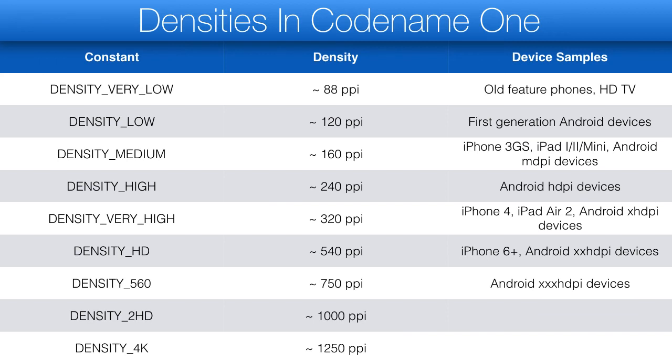Other than that, notice that we have many densities ranging from low to 4K. Some of them don't have devices targeting them yet and might not be required. Also notice that density is an estimate here. Devices are notoriously bad at these things, so the numbers might fluctuate slightly.